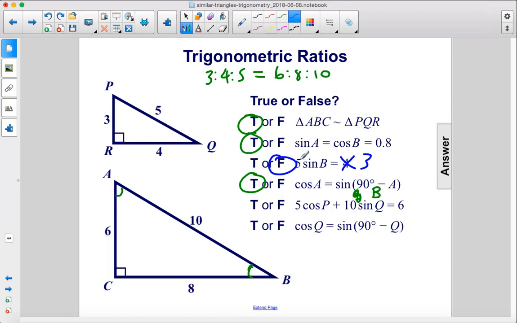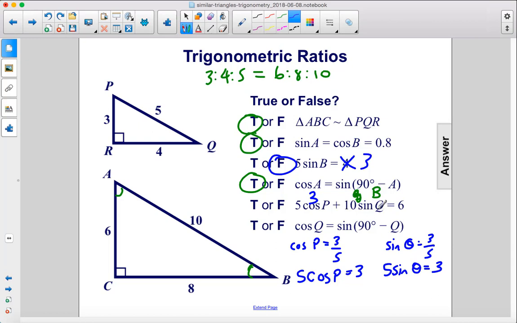All right, moving on. 5 times cosine P, so cosine P equals adjacent over hypotenuse, which is 3 over 5. So multiply both sides by 5, we get 5 cosine P equals 3. So this equals 3. 10 sine Q. All right, so 10 sine Q. Well, what is sine Q? Sine Q equals 3 over 5. So that is 5 times sine Q equals 3.